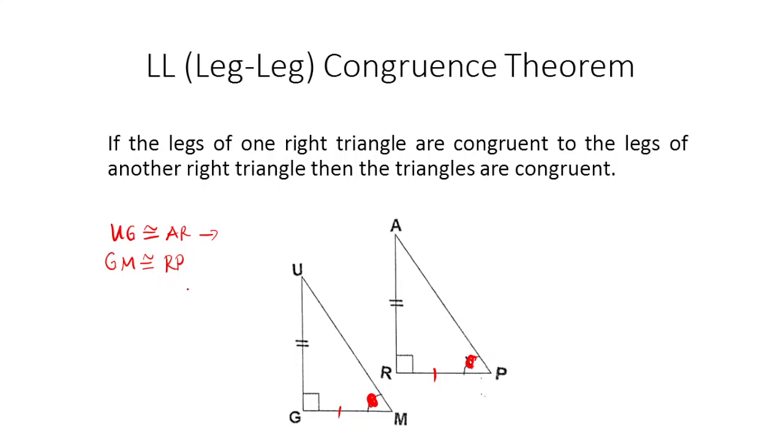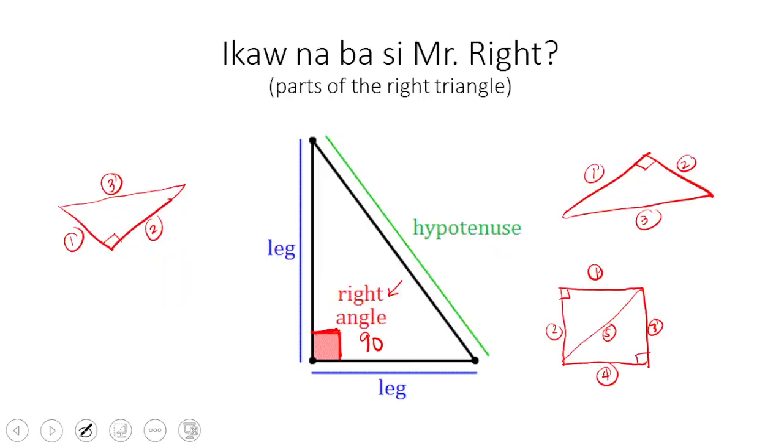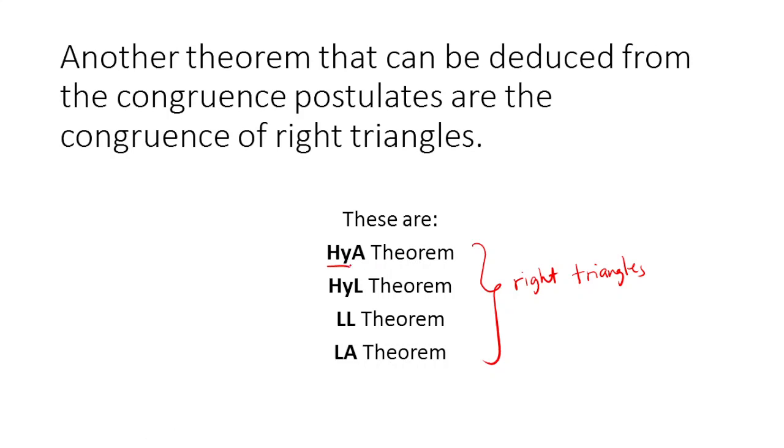Okay, so line UG and AR, is it hypotenuse or leg? Yes, Kylie. Leg. What about GM and RP? Leg or hypotenuse? Yes, Ashley? Leg. So the two right triangles are congruent under leg congruence theorem. So those are the congruence theorems for the right triangle. So let's recall. Ano yung mga theorem na yan? We have the hypotenuse acute theorem, the hypotenuse leg theorem, the LL or leg theorem, and leg acute angle theorem.